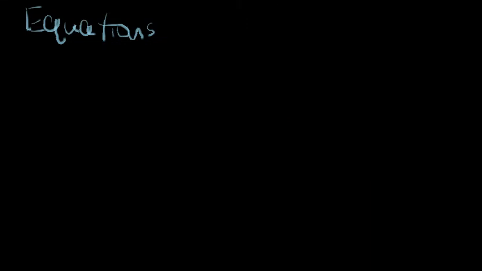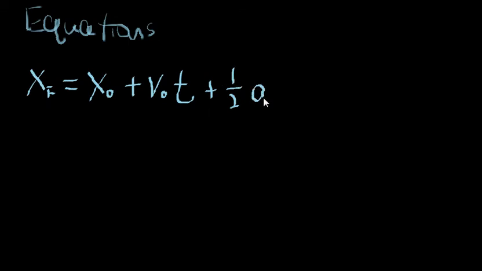This equation is really important. This is pretty much all you need for these questions: x final, or you say x, equals x initial, which is x0, plus v initial, v0, times t, plus 1/2 a t squared. So what does this equation mean? Crazy looking equation. I know you guys are confused by this. What does it even mean?